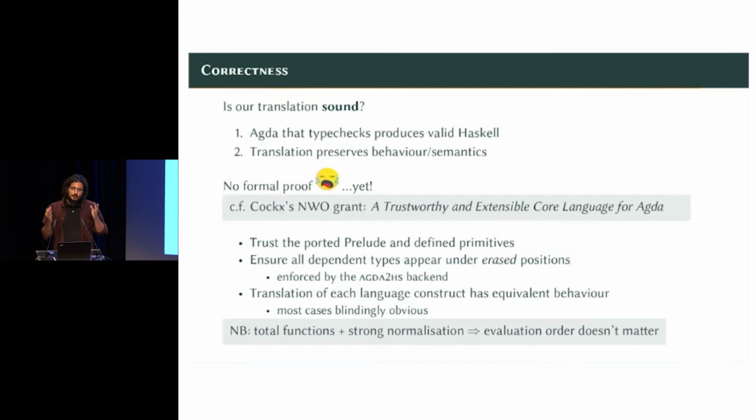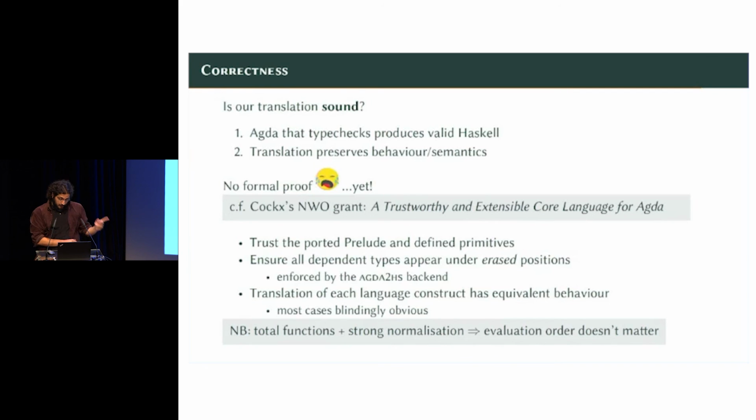We can say, first of all, what do you have to trust? You have to trust our primitives, the porting of the prelude. This you have to check with your own eyes and say, oh, it's the same show instance, and it shows the same thing. Now, all dependent types and fancy, sexy types are always under an erased annotation, those @0 annotations. So we are sure that we don't leak anything that's not expressible in Haskell. This is enforced by our backend. And of course that the translation of each construct is equivalent. In most cases this is obvious, but there are some that would really benefit from a theoretical investigation.